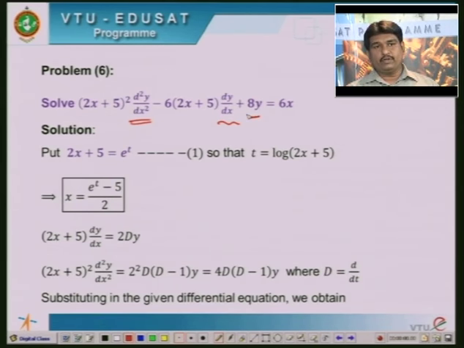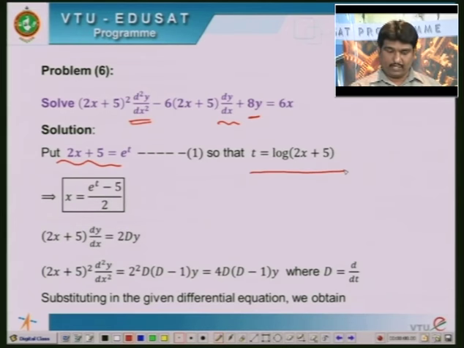This equation can be converted to a linear differential equation with constant coefficients using the substitution 2x + 5 = e^t, so that t becomes log(2x + 5) and x becomes (e^t − 5)/2. With this substitution, terms like (2x + 5) dy/dx get converted to 2Dy, and (2x + 5)² d²y/dx² gets converted to a² D(D − 1)y, where a is 2.